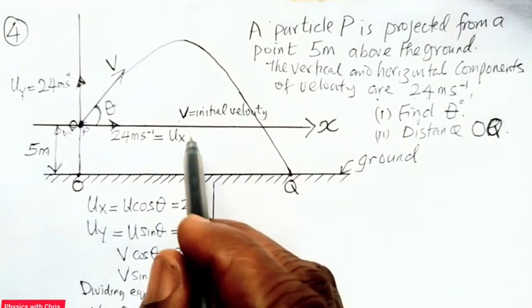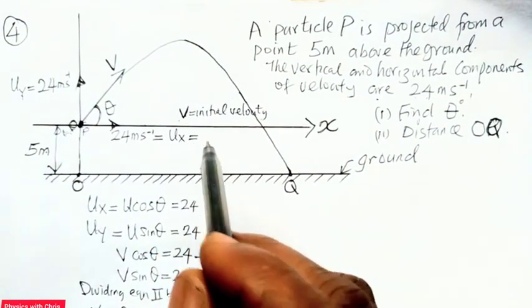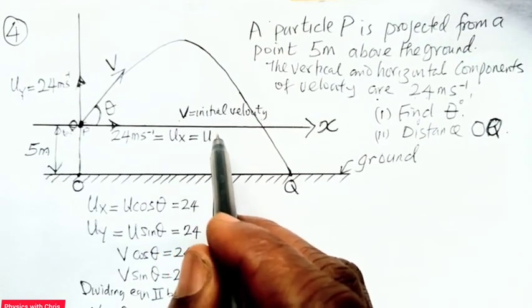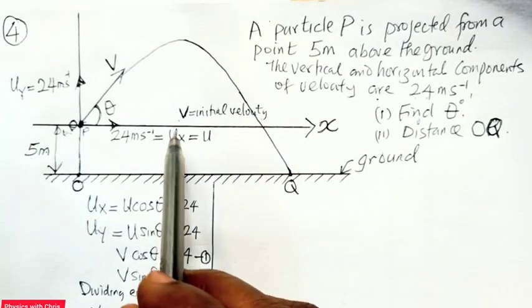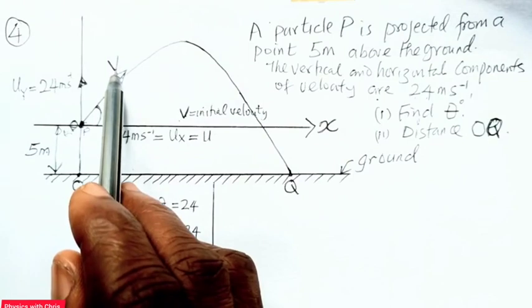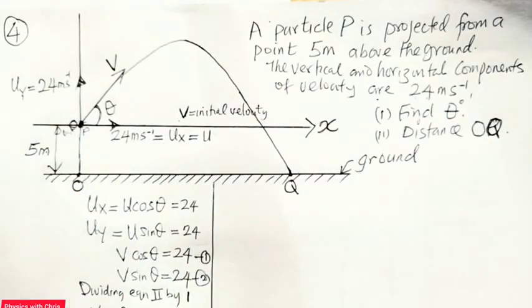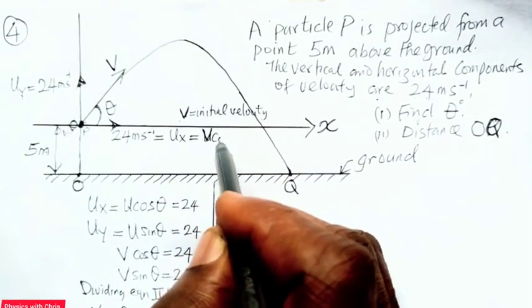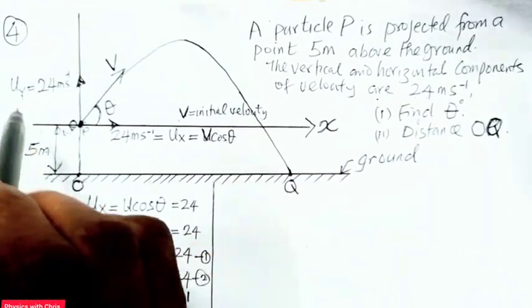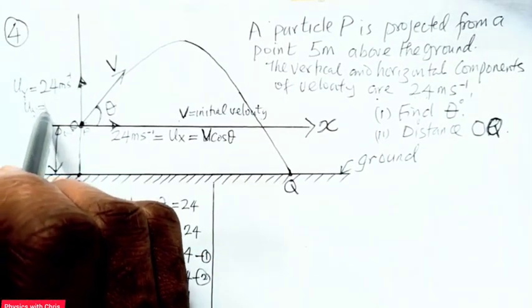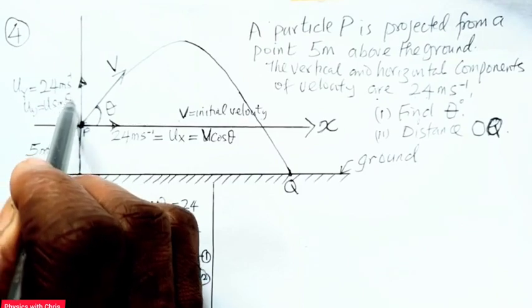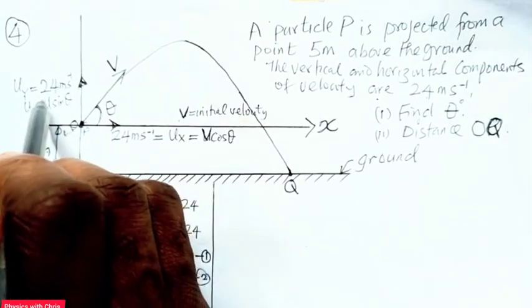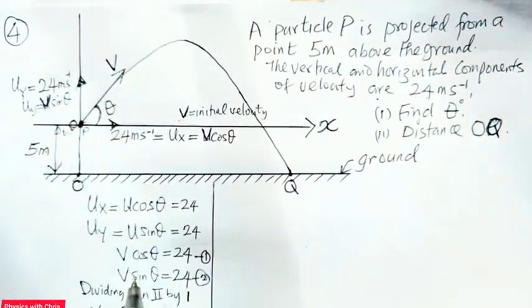In the other video we said ux is the same thing as u cos theta, but since my initial velocity is v, there's a change of variable here. Sometimes we use u as initial velocity, some other time we can use a different variable. That should not confuse you. So we have v cos theta, and then my uy is u sine theta. That is, I can change that u to v, that is v sine theta.